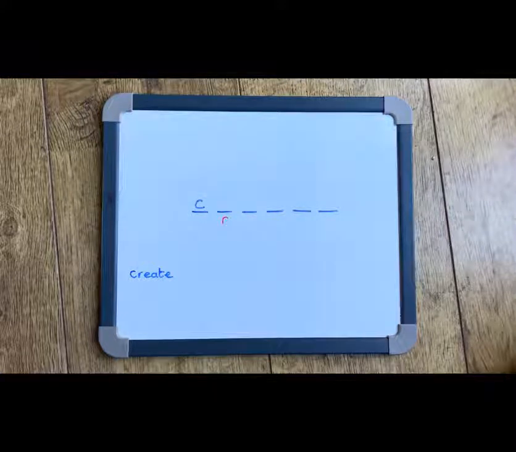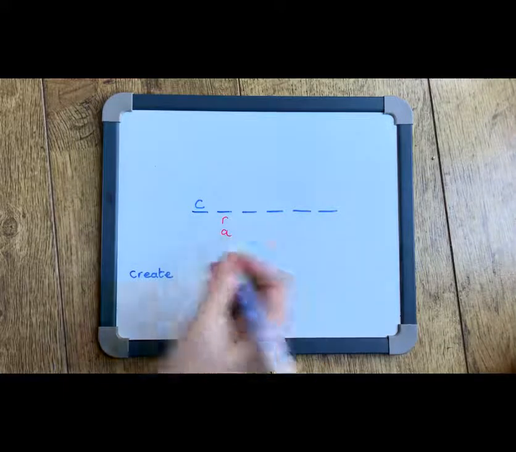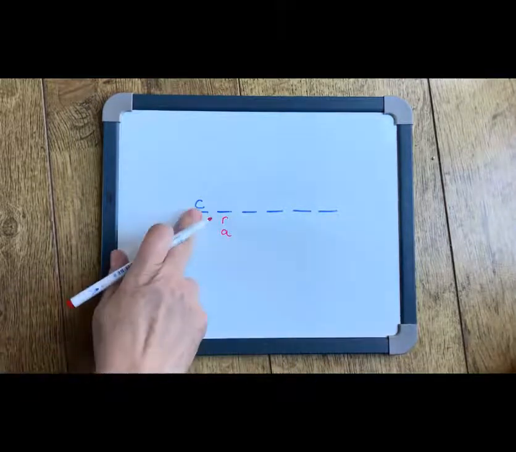So you could say, what comes next? What other words? And your student might say A. You could say, no, it's not an A. So write that there underneath. But what letter could be C and A?